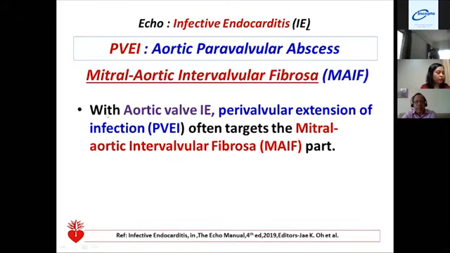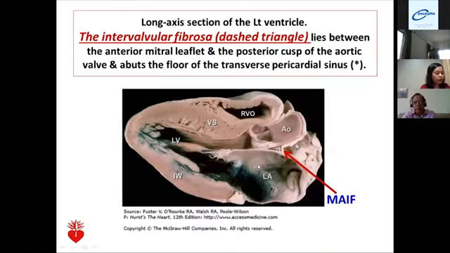And this is aortic valve endocarditis. Perivalvular extension of infection most often targets the mitral aortic intervalvular fibrosa. Now, what is this mitral aortic intervalvular fibrosa? You can see this is the mitral aortic intervalvular fibrosa. It is the space in between the non-coronary cusp of the aortic valve and the anterior mitral leaflet. In other words, it is the aortomitral continuity, part of the fibrous skeleton of the heart, and it abuts the floor of the transverse sinus. So there is every chance of development of pericardial effusion.